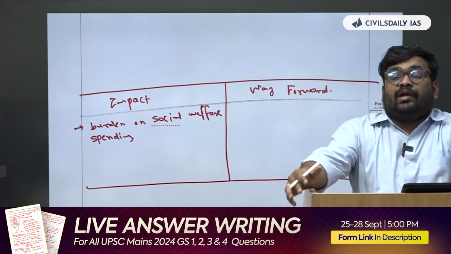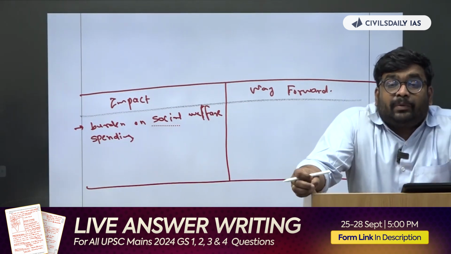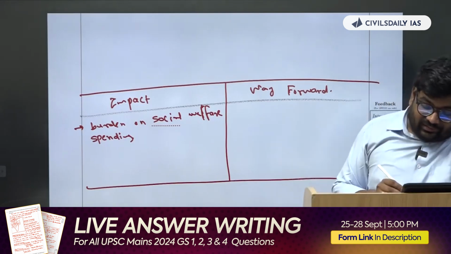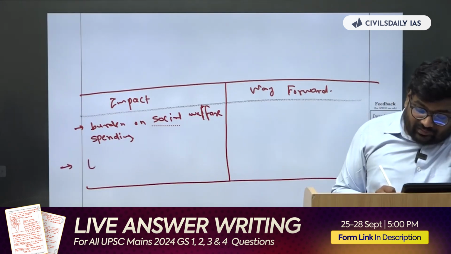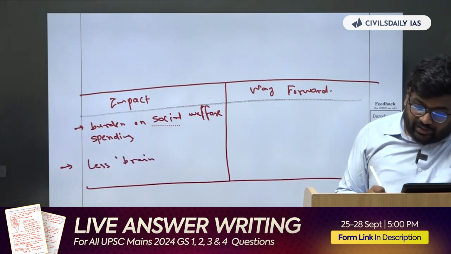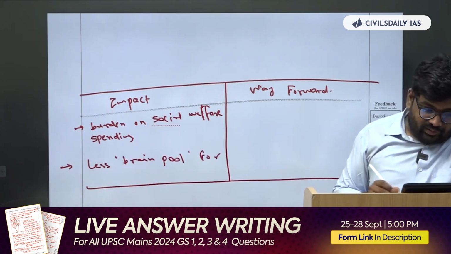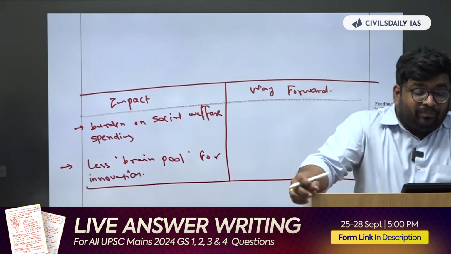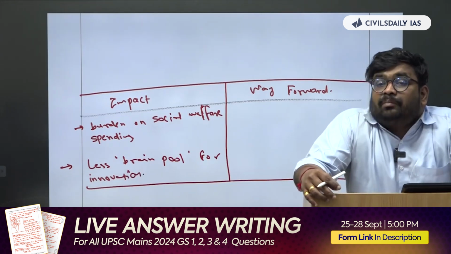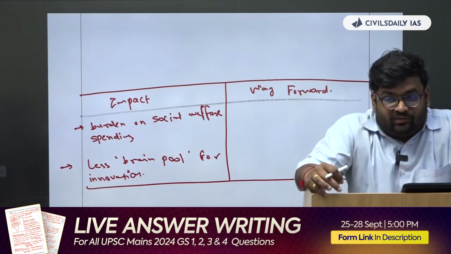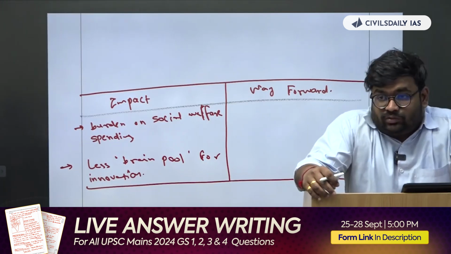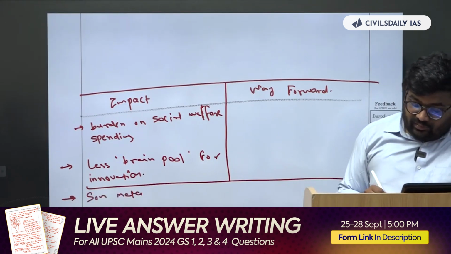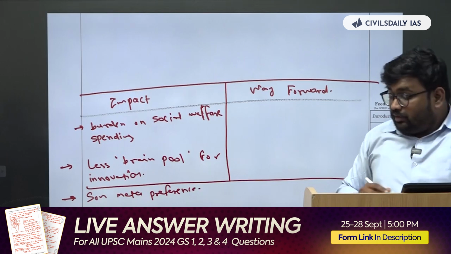So for example the data is that more than 50% of the social security budget of Japan goes to pensions. And second aspect is the less brain pool for innovation. Or the third aspect is the social imbalance. Example, the son meta preference leading to adverse child sex ratio. What is the child sex ratio in India?